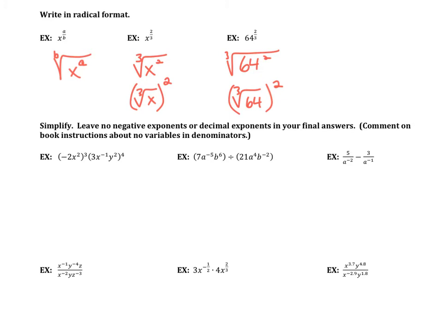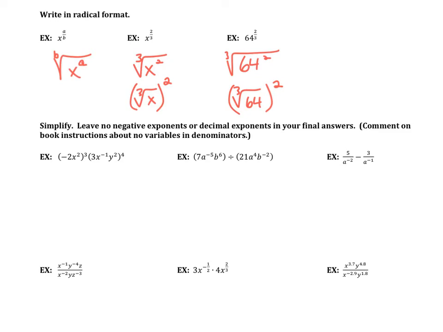In the next part of the lesson, we're going to be simplifying these expressions. Notice the instructions say leave no negative exponents or decimal exponents in your final answers. And you'll see that I will follow those instructions in these examples. But I want to comment on the instructions in your book. Your book on this particular assignment says something about leaving no variables in the denominators. We would rather you follow the same instructions we're giving you here: leave no negative exponents and no decimal exponents in your final answers.